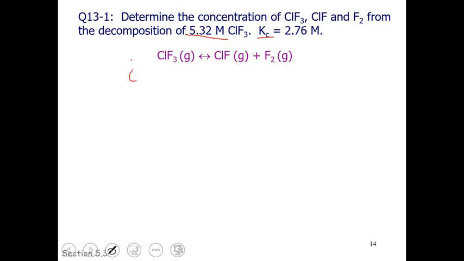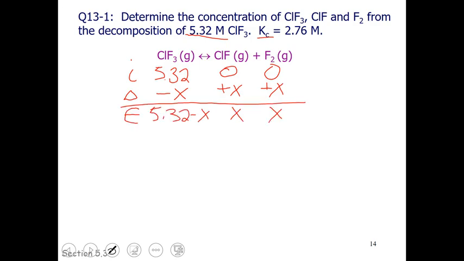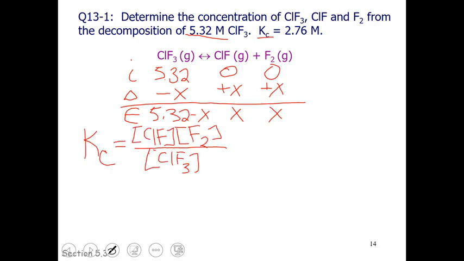So we're going to start out with an initial row, and we have 5.32, 0, and 0. On our delta row, the reaction is going to go forward. Everything has a coefficient of 1, so it's minus x, and plus x. So at equilibrium, this is our representation with x of what the concentration should be. Our equilibrium expression is products divided by reactants, which is, of course, x times x over 5.32 minus x, set equal to our Kc value of 2.76 molar.